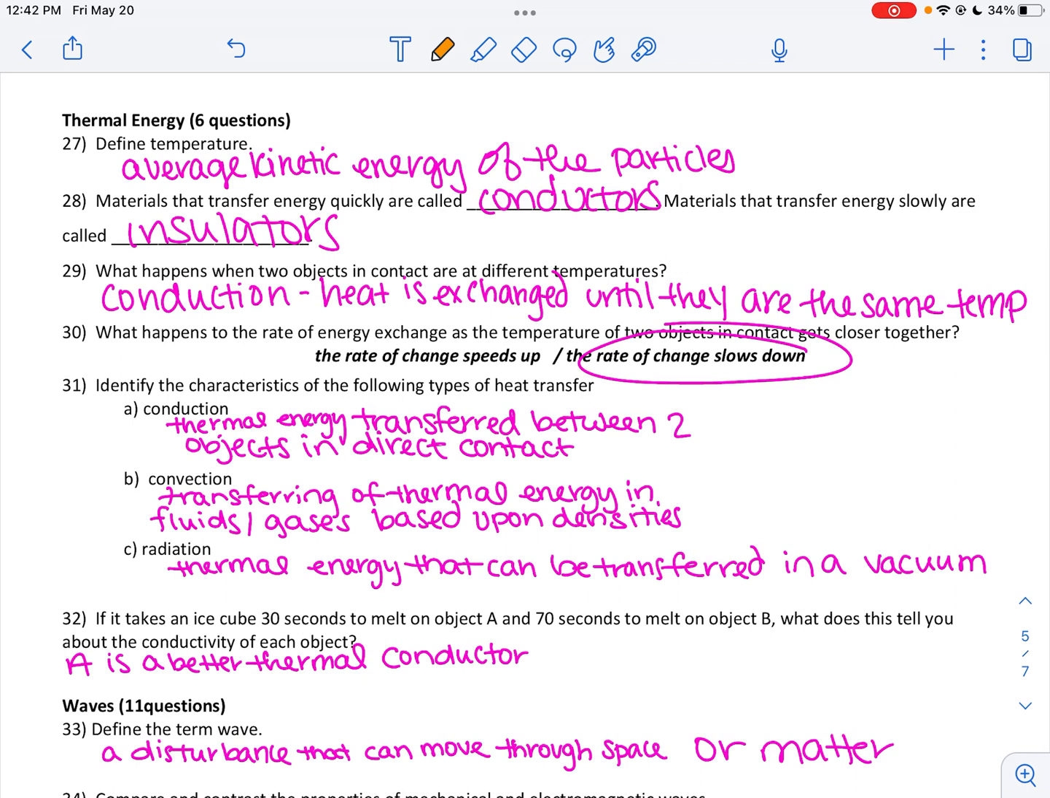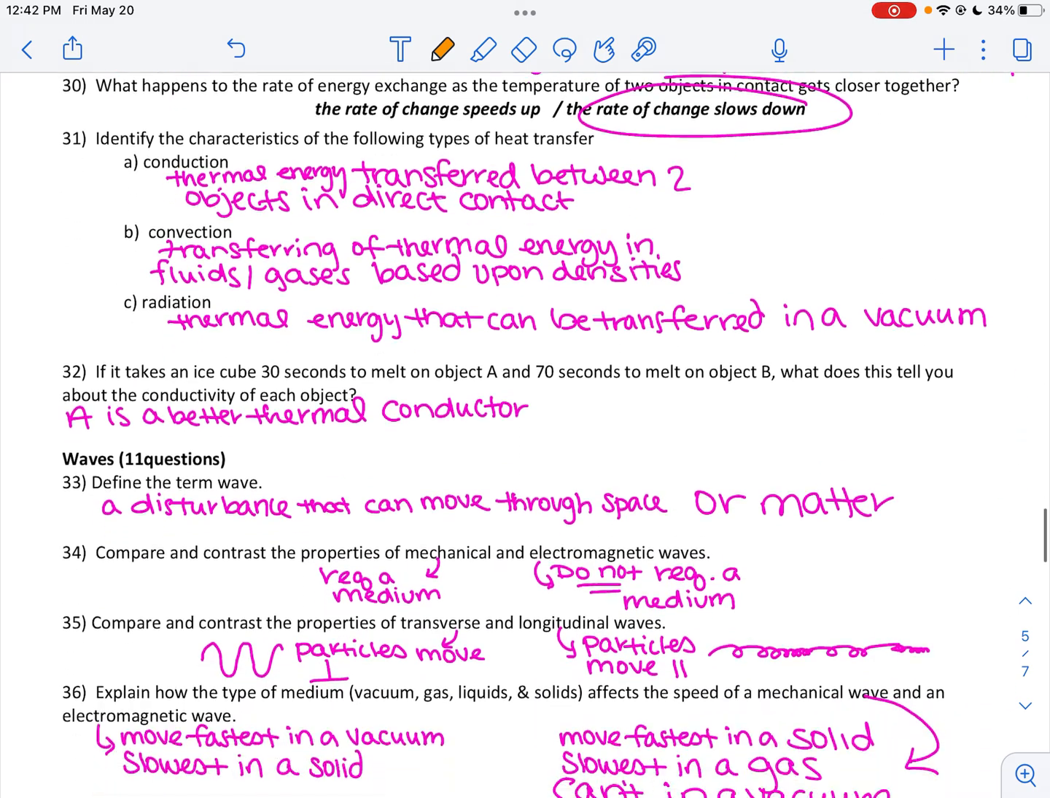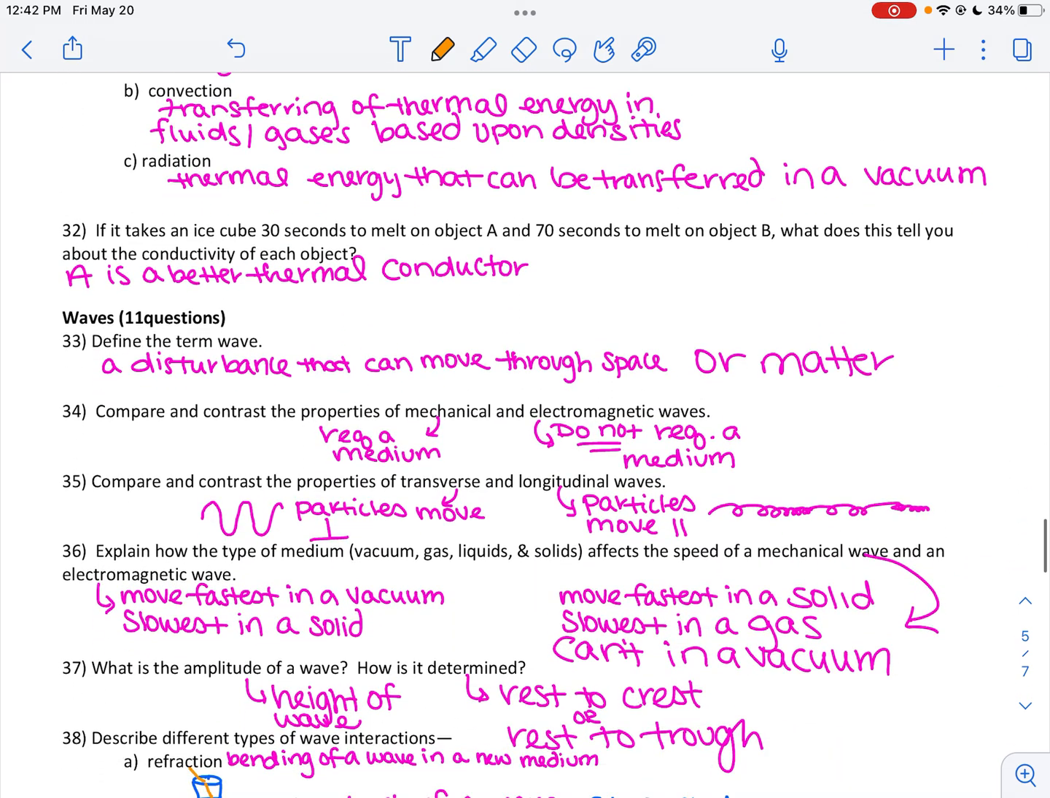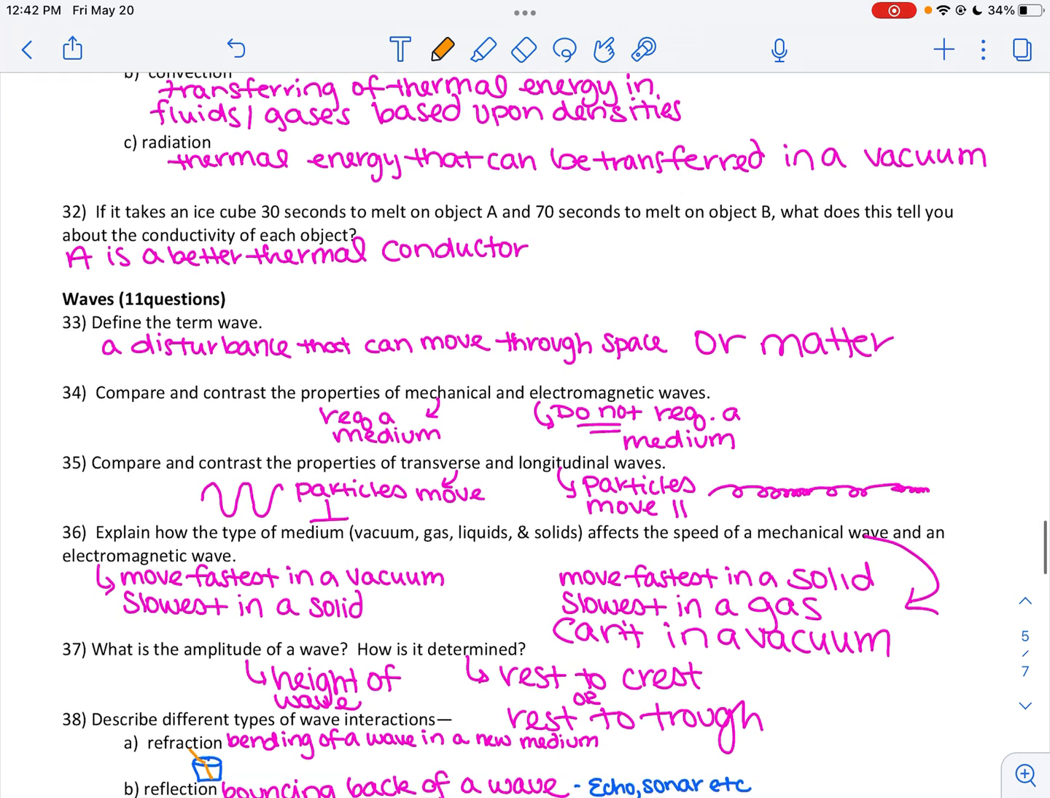Remember, we have conduction, convection, radiation. Conduction is our actual direct contact. So when I sit down in the chair, it feels cold. Well, my body transfers heat to the chair, and that transfer is going to continue to happen until they reach the same temperature. Convection occurs because we have fluids and gases that rise and fall based upon differences in densities. Then radiation is our only one that can travel through a vacuum or out in space.